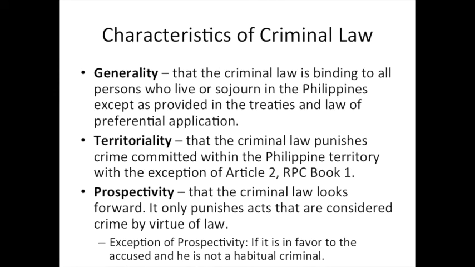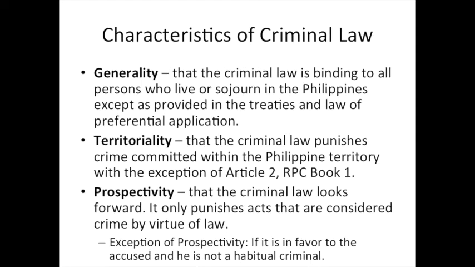Okay? So, characteristics of criminal law. First is generality. That the criminal law is binding to all persons who live or sojourn in the Philippines, except as provided in the treaties and law of preferential application. So, dito sa generality, ang criminal law daw is applicable to anyone who lives in the Philippines. Okay? Territoriality. That the criminal law punishes crime committed within the Philippine territory with the exception of Article 2, Revised Penal Code, Book 1. So, sa territoriality, if you committed a crime within the Philippine territory, either sa air, sa water, or sa land, then covered ka ng criminal law ng Philippines.